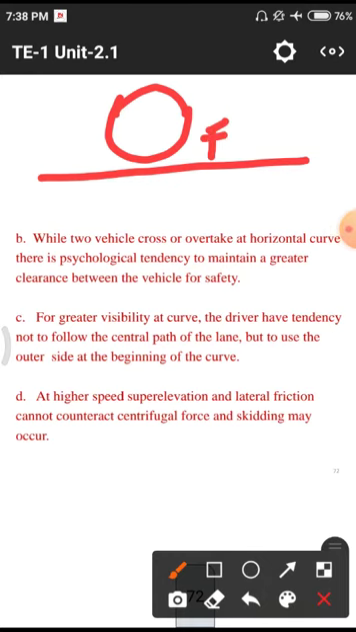If the vehicle is moving fast, there is less contact area between tire and road strata. There may be a chance of accidents at a high level, so we are having a counter to the centrifugal force and skidding may occur. So that tells us skidding may occur. That means whenever skidding occurs, we are having less amount of friction.